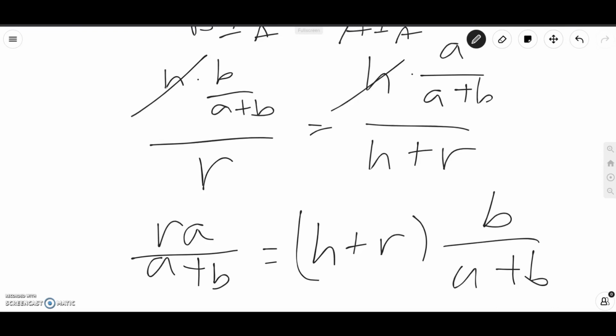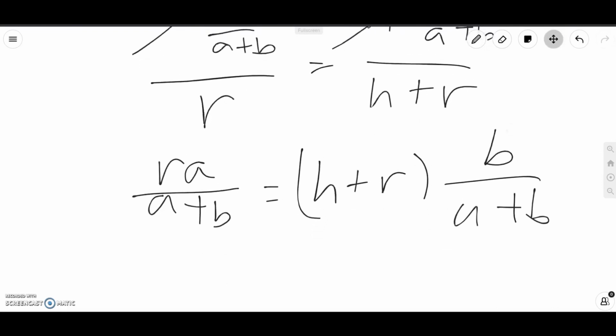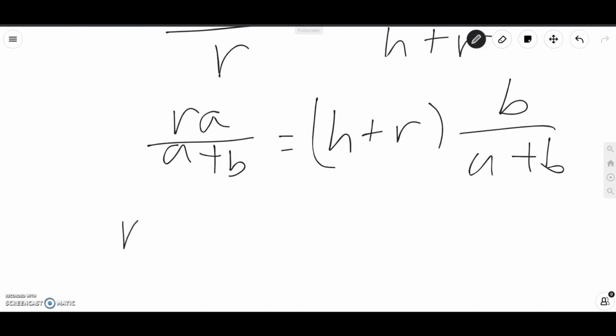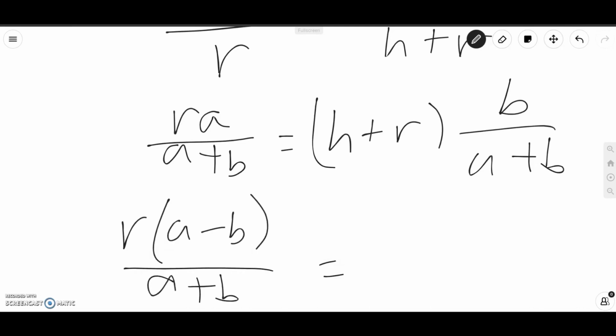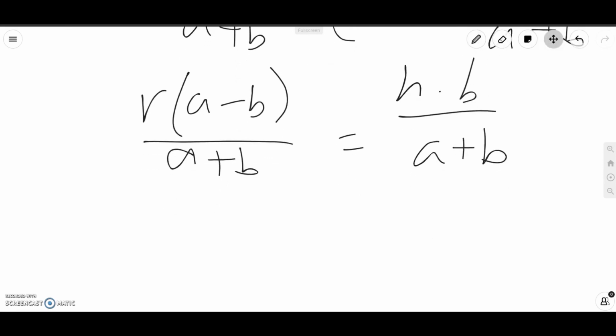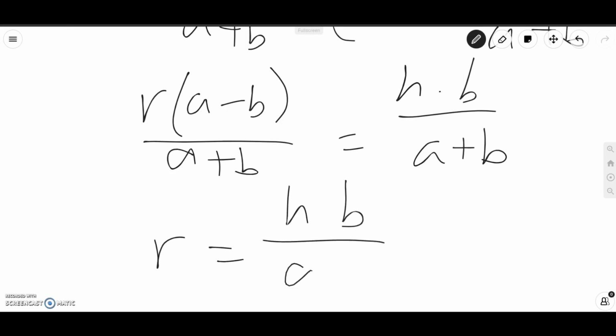And so basically we can move the R term to the left hand side and keep the H term on this side. So we get that R times A minus B over A plus B equals H times B over A plus B. So now we can clearly see that, simply getting rid of the denominators, R equals HB over A minus B.